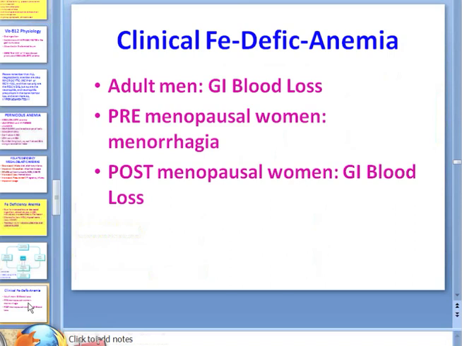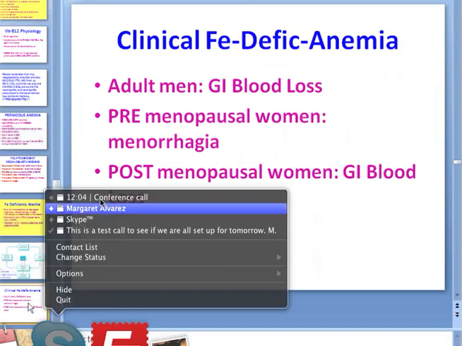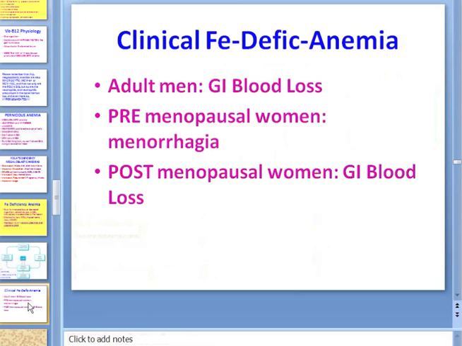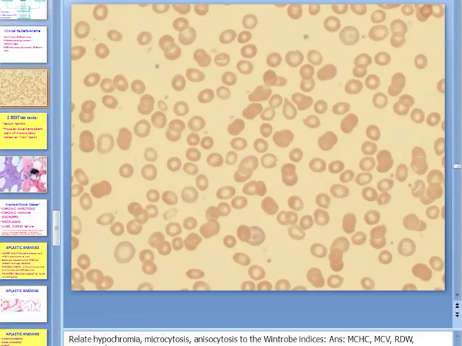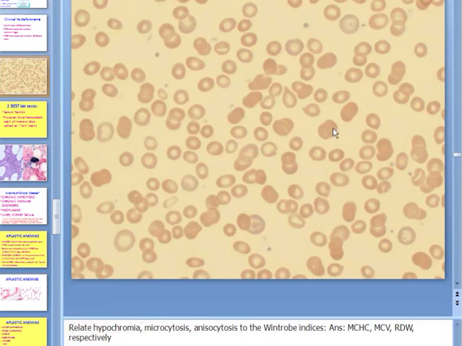With a woman, it's different, because in a premenopausal woman, the most likely reason she's iron deficient is heavy menstruation, or menorrhagia. In a postmenopausal woman, she's just like a man. Silent GI blood loss is the most likely feature. This is what you might see in the lab. If you look at the smears of iron deficiency anemia, you can see many cells, not all cells, but they generally look paler. So there's a significant difference between the hemoglobin concentration in relatively normal cells versus these pale cells.